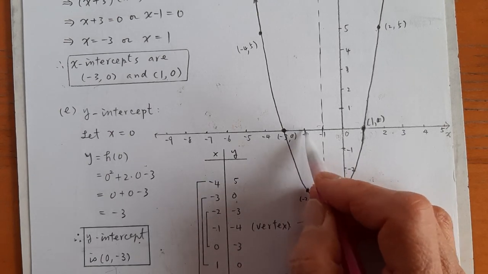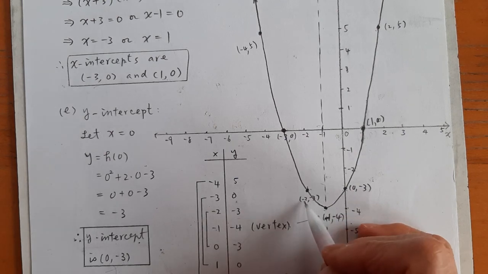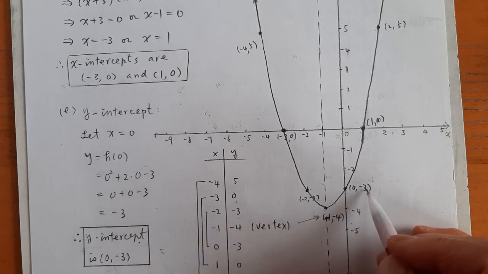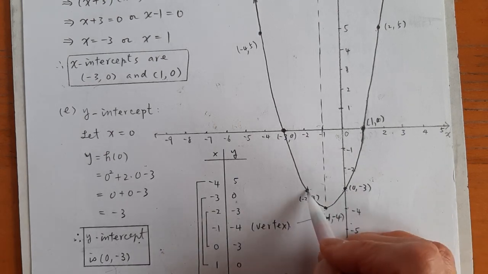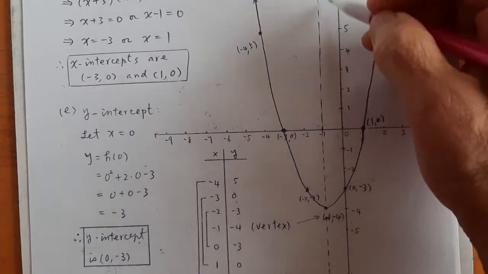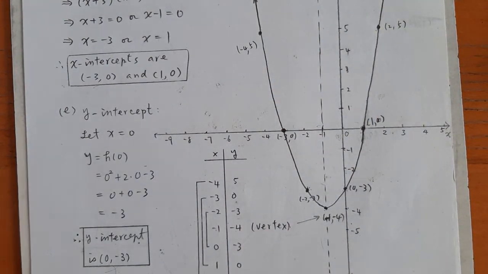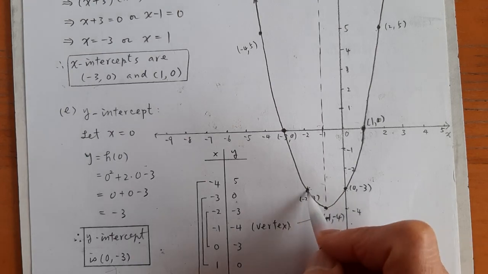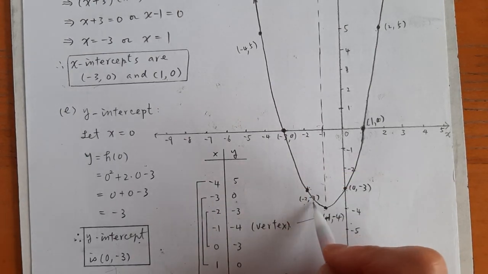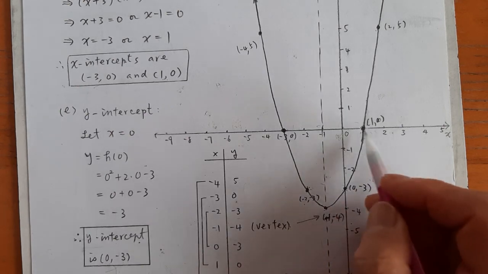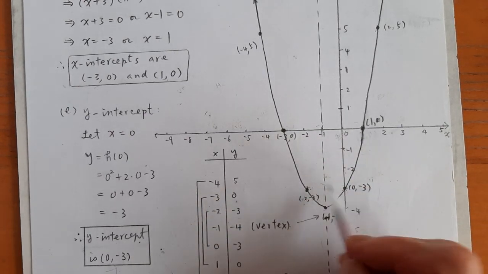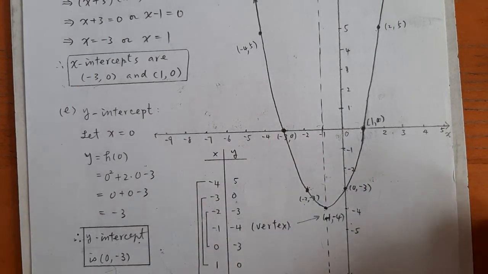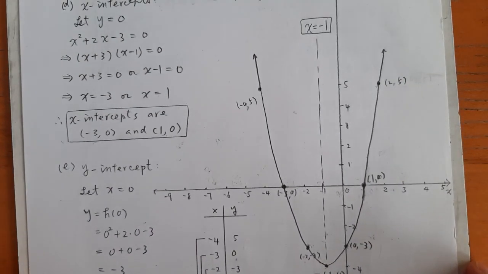This is -1, this is -2. So this x-coordinate is -2, and the y-coordinate is also -3, because this is a symmetric point across the axis of symmetry. So according to this y-intercept, you can get this point. This point is (-2, -3). So now you have 5 points. Now you can try to get more points.